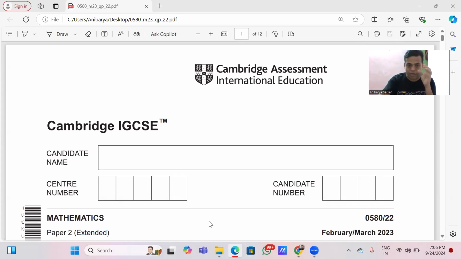Basically, I'm starting to solve all Cambridge papers of 22. That day I solved October, November 20. Today I'm solving March 23. After that, if I complete my target, that is if I complete 0580 22, then I go for 42, and very soon I will also solve A level and AS level question papers for Cambridge.